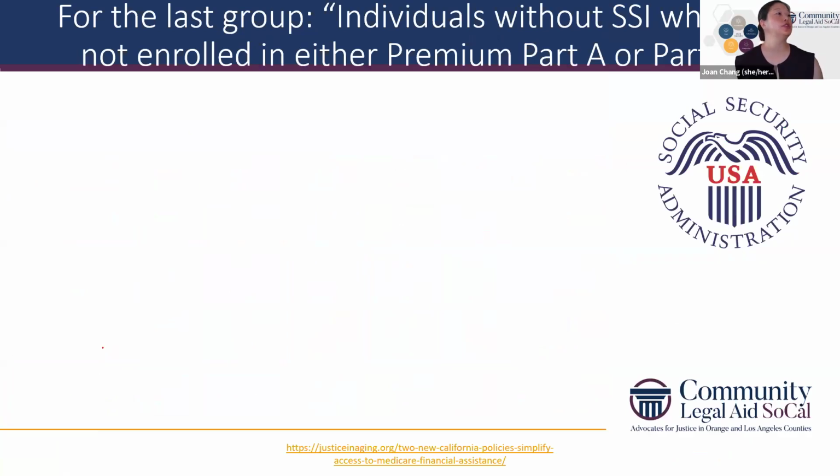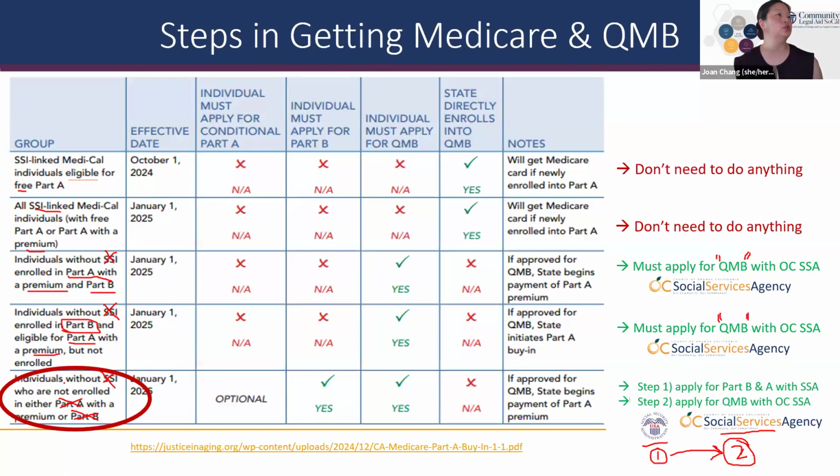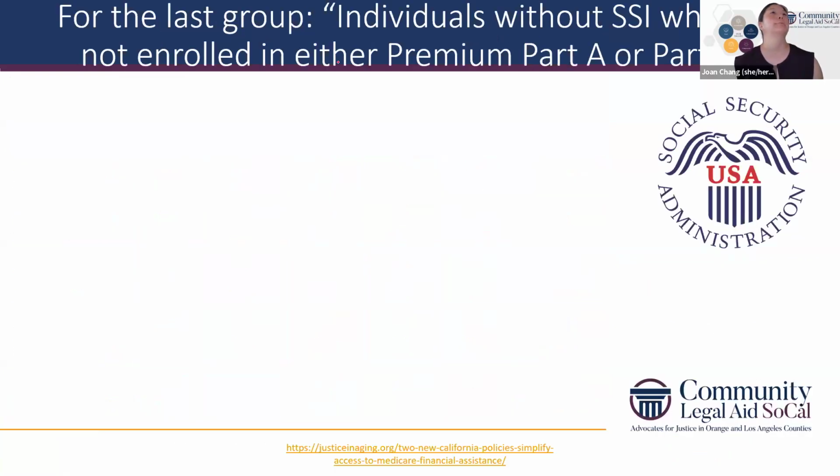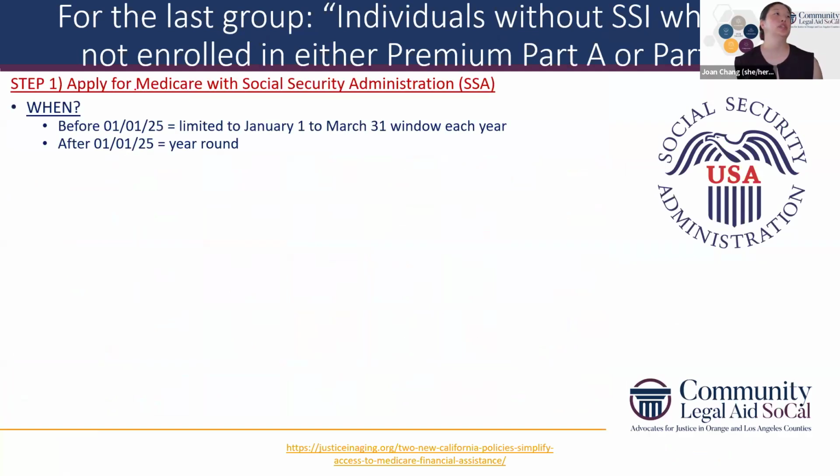All right, so this is for the last group, right? These are for folks who do not have SSI, who are not enrolled in either A or B. So step one, you apply for Medicare with Social Security. Again, this is the feds, okay? Do not confuse Social Services with Social Security. I know there's a lot of S's and social in both of those titles, but this is the federal government, okay? The federal agency.